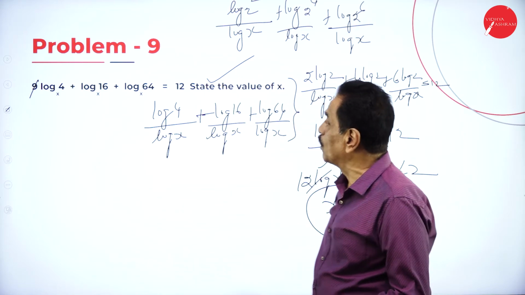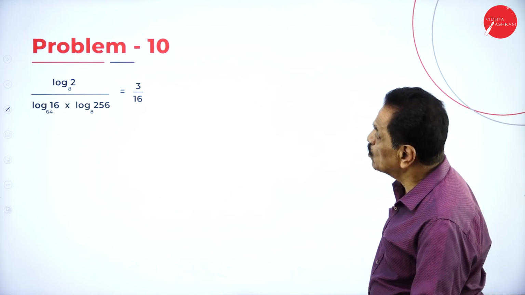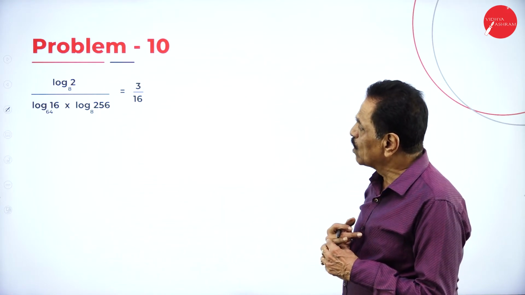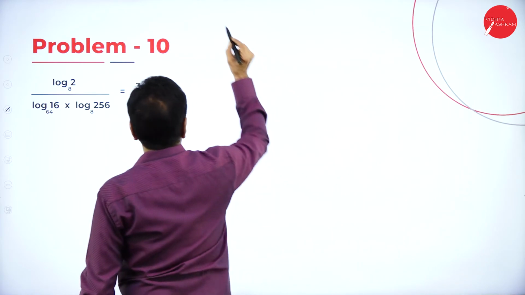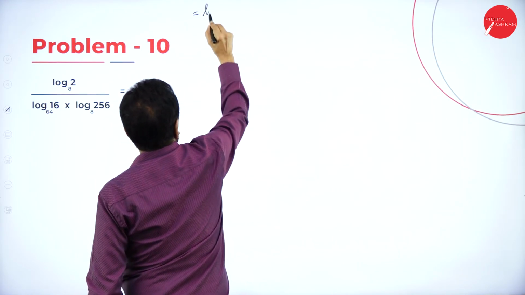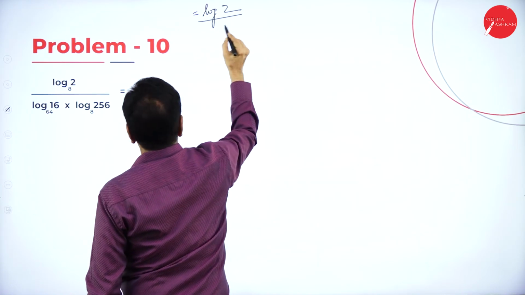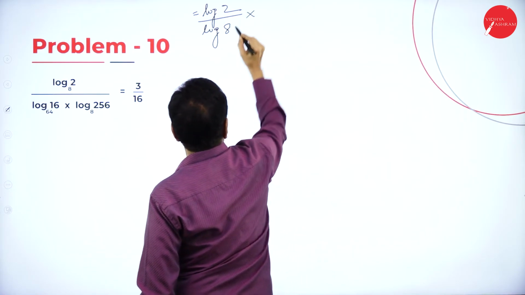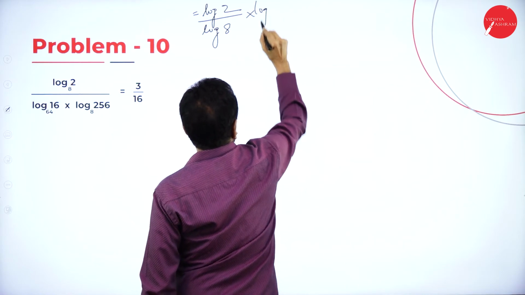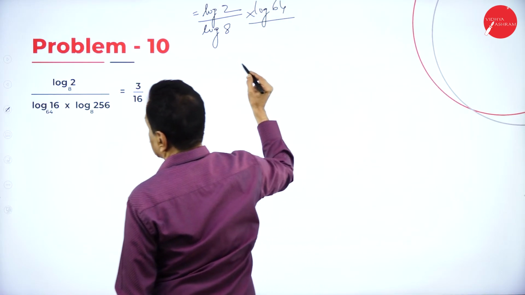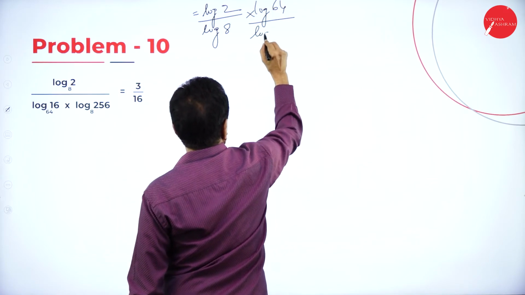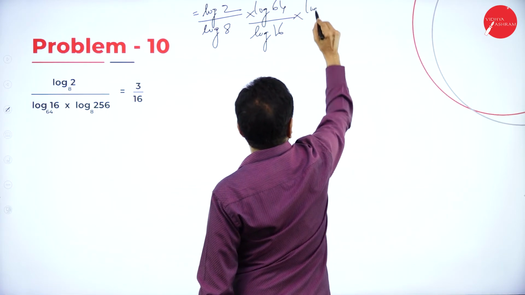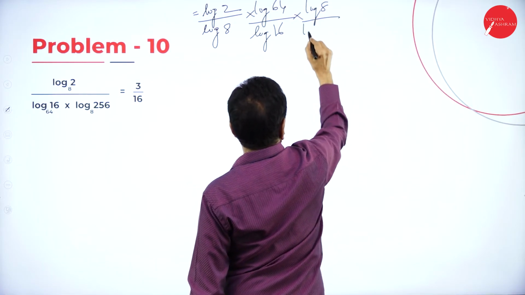So we'll move on to the next problem, the last problem. Log 2 to the base 8, log 16 to the base 64, log 256 to the base 8. This can be written as log 2 to the base 8 into reverse log 64 to the base 16, divided by reverse log 8 of 256.